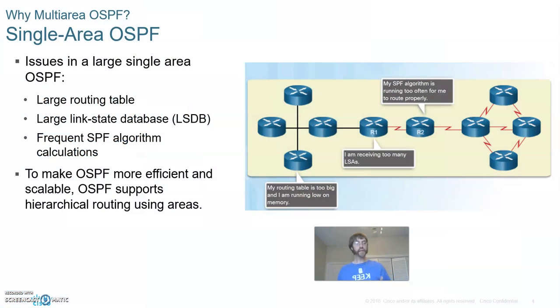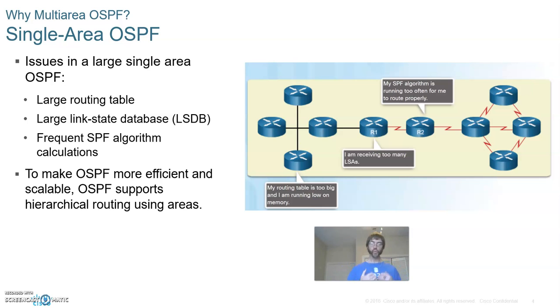Now, one of the issues that we can have in a large single area OSPF implementation is that there are too many routers to talk to each other. Remember, the definition of convergence in single area OSPF is every router in the area has the same LSDB. That's a lot of LSAs going around. That's a lot of neighbor relationships potentially forming. Now, of course, each one is only forming relationships with its immediate neighbors. It's not like it has to have a neighbor adjacency with literally everything, but that can still mean large routing tables, large link state databases, frequent and expensive SPF algorithm calculation.